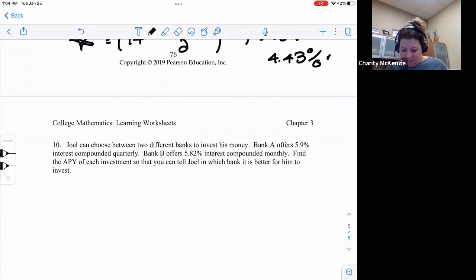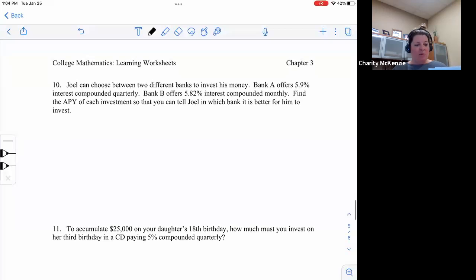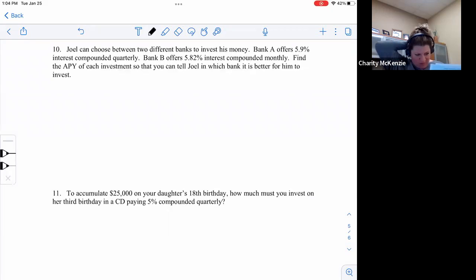Okay. 10 is another APY one. The rest are fairly easy, or I mean, there's something we've already done, so I think we're good. All right, let me know if you have any questions on this homework.